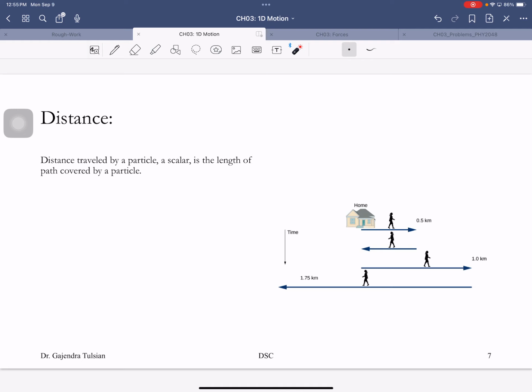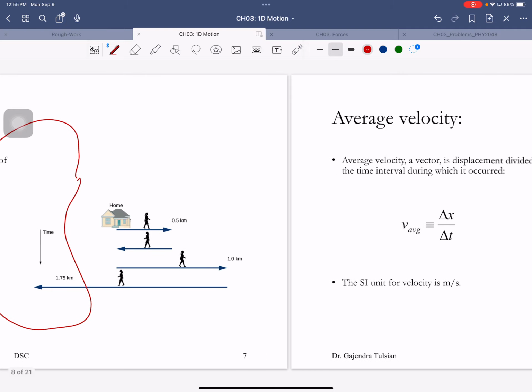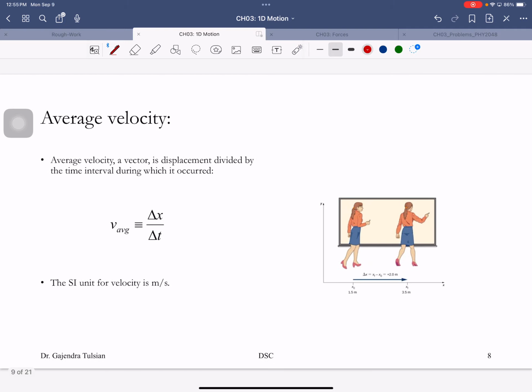Again, distance and displacement don't give any details, so you can travel the same distance in infinitely many different paths. So it doesn't give you any details of the journey.